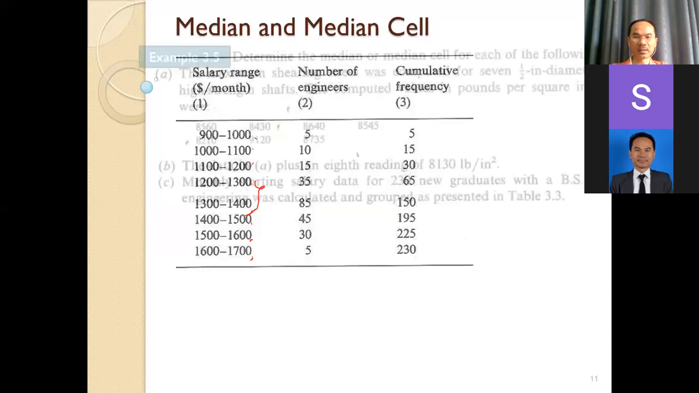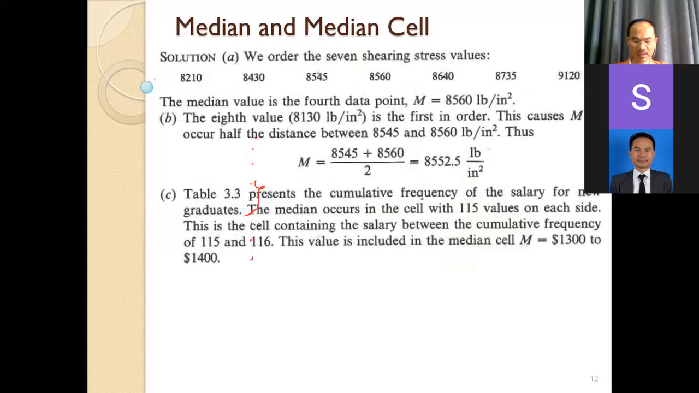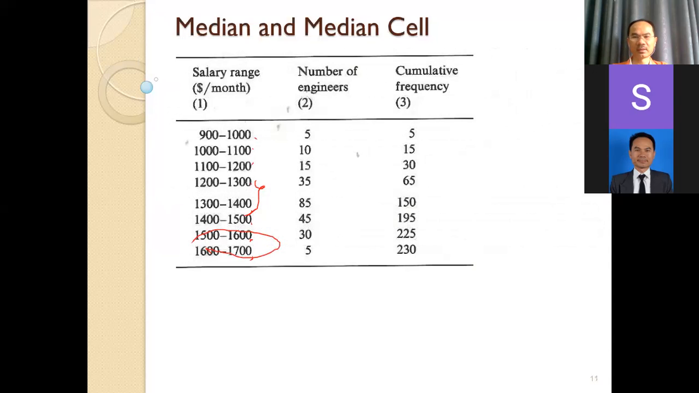This is what I talked to you about for this test. It should be between these two values. For the median, because it should be the midpoint of these two values.